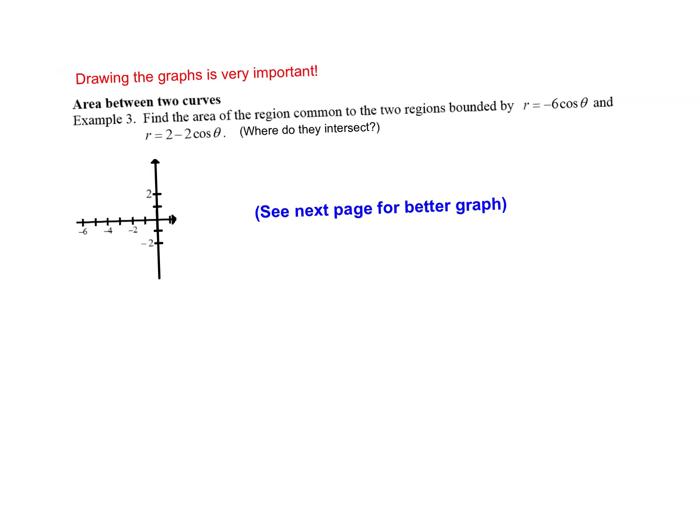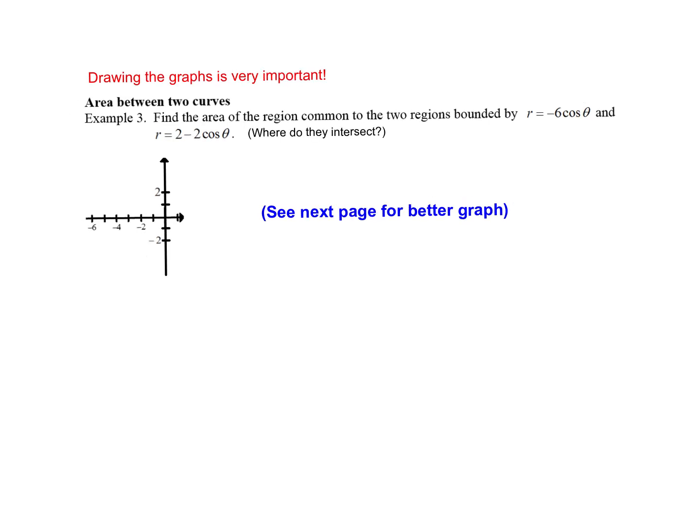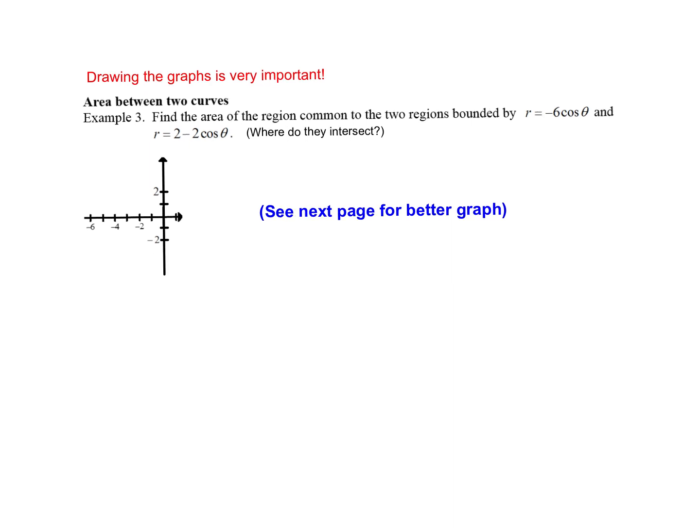Well, that is a circle with a diameter of 6, and it's on the negative side of the axis over here. So it looks like it's probably going to be about right here. I'm not very good at drawing these free-handed. There's our circle, diameter 6. And it's cosine, so it's symmetrical over the x-axis.